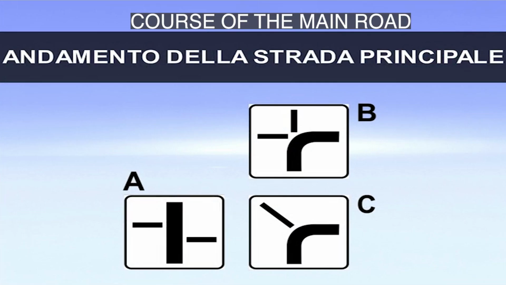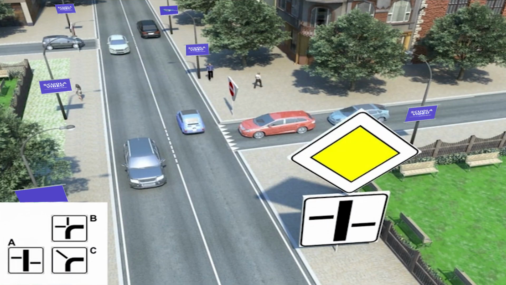Andamento della strada principale. Course of the main road. These supplementary panels can be located under the intersections with right-of-way sign. They indicate the course of the main road, distinguishing the main road from the secondary roads.